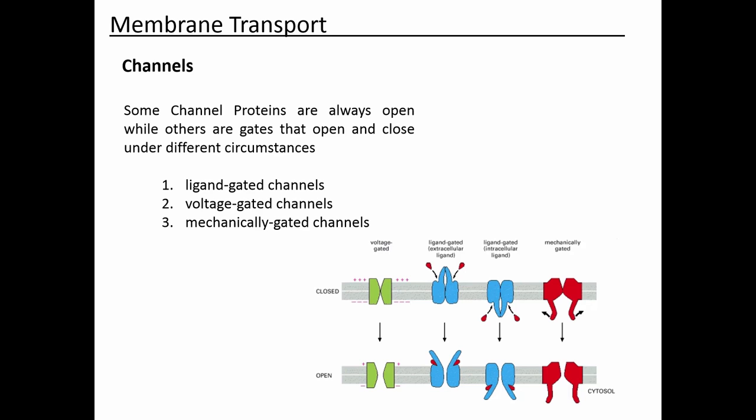And then eventually the neuron will go back down to minus 70, and as it's going back down to minus 70, the channels close back up in response to that change in membrane potential. Okay, so those are voltage-gated channels. Do you have any questions about those?